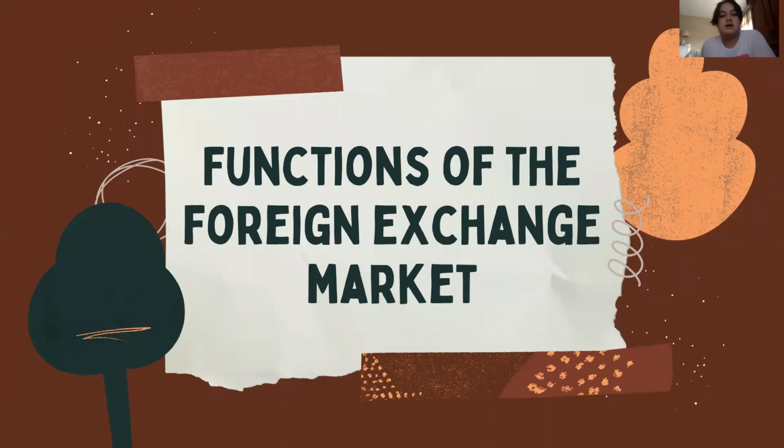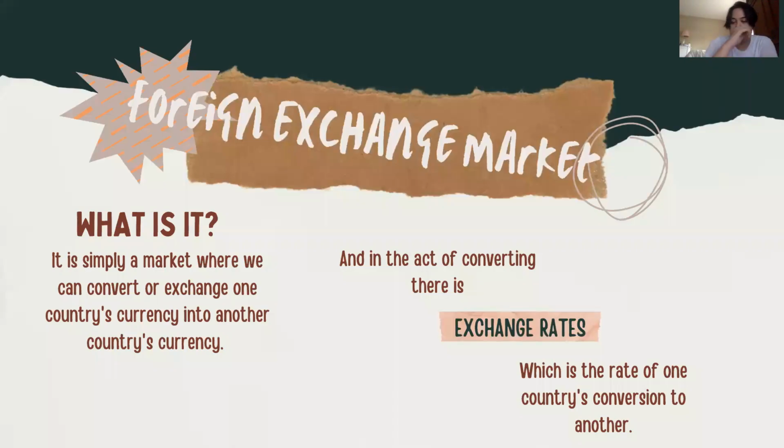First of all, I'm going to explain the functions of the foreign exchange market. Before explaining that, what is the foreign exchange market? The foreign exchange market is simply a market where we can convert or exchange one country's currency into another country's currency. And in the act of converting, there is what is called the exchange rate. Exchange rates are the rate of conversion of one country's currency to another.